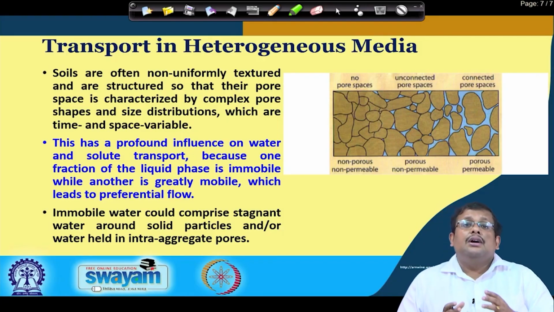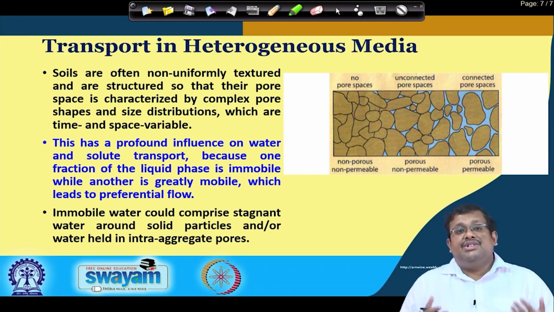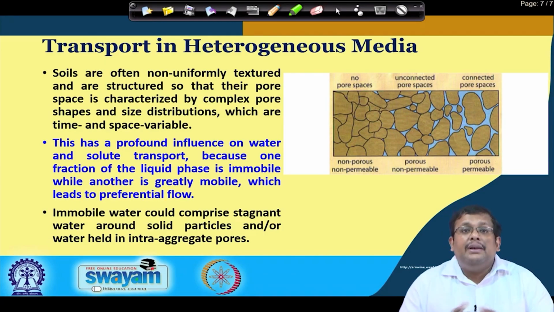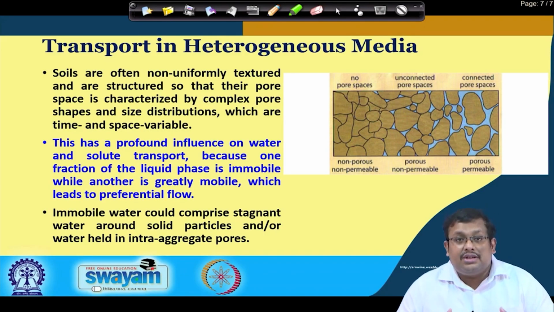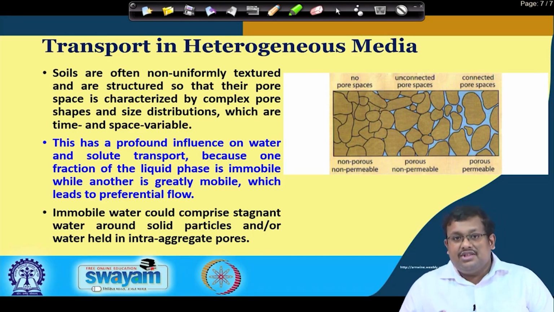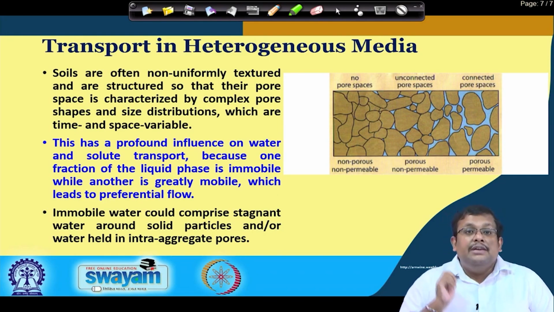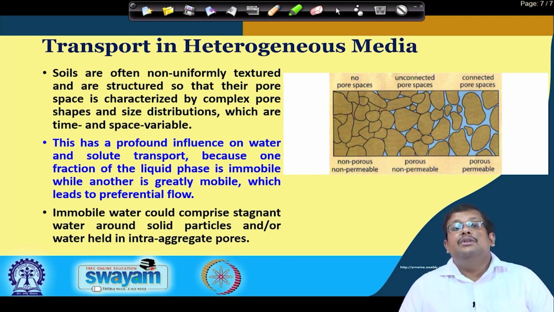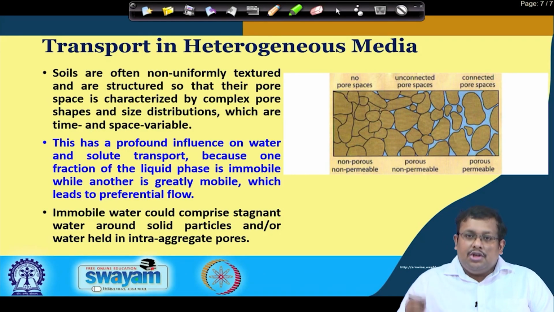So, soils are often non-uniformly textured and structured. Their pore space is characterized by complex pore shape, size and distribution, which are obviously time and space variable. Now, this has a profound influence on water and solute transport, because one fraction of the liquid phase is immobile while the other is greatly mobile, which leads to preferential flow. So, what is preferential flow? We will see in our coming slides.